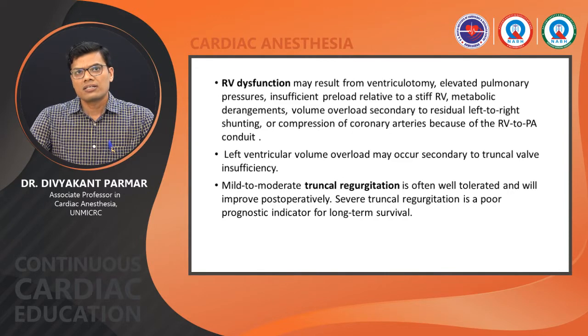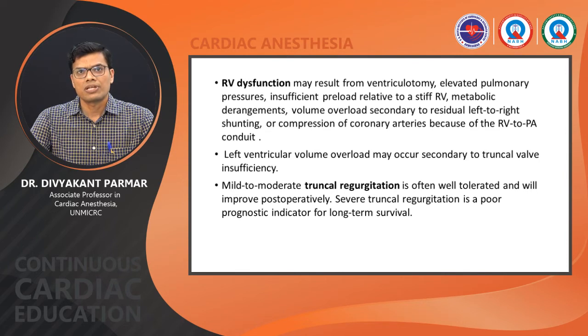RV dysfunction may occur due to the ventriculotomy, elevated pulmonary pressures, insufficient preload relative to a stiff RV, metabolic derangements, volume overload secondary to residual left to right shunting, or compression of coronary arteries because of the RV to PA conduit. Left ventricular volume overload may occur secondary to truncal valve insufficiency. If mild to moderate truncal regurgitation, then it is well tolerated and will improve postoperatively due to reduction in ventricular volume. But if severe truncal regurgitation is present, then it is a poor prognostic indicator for long-term survival.